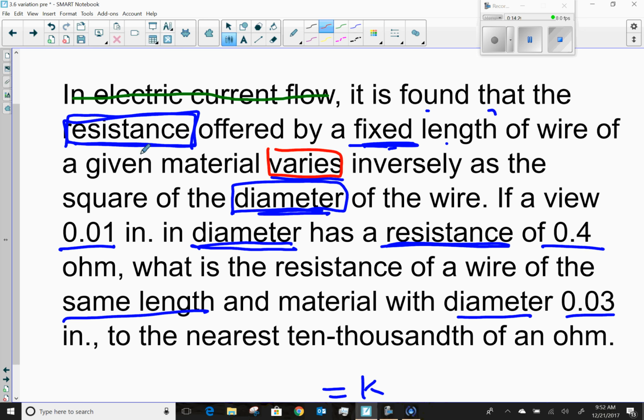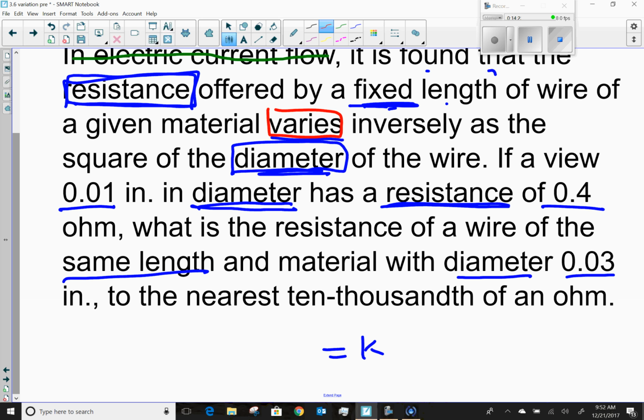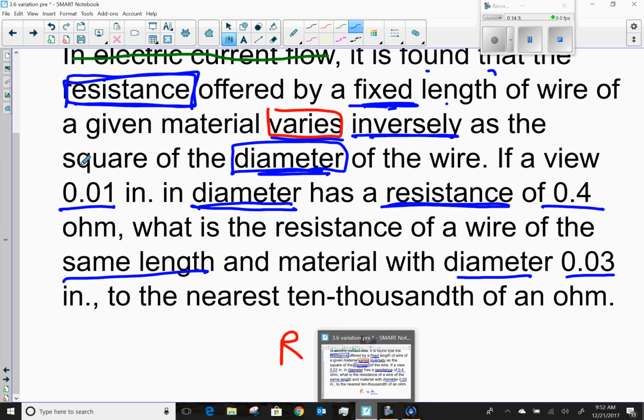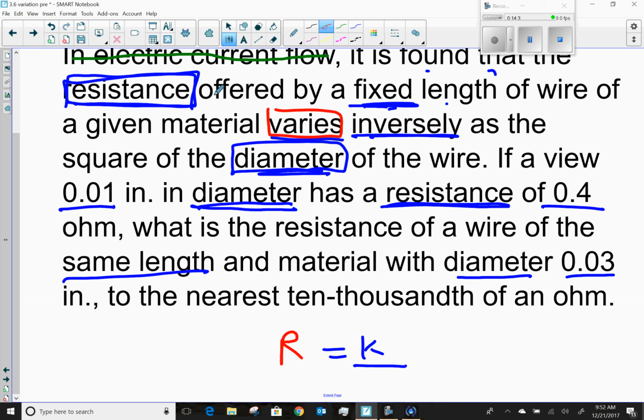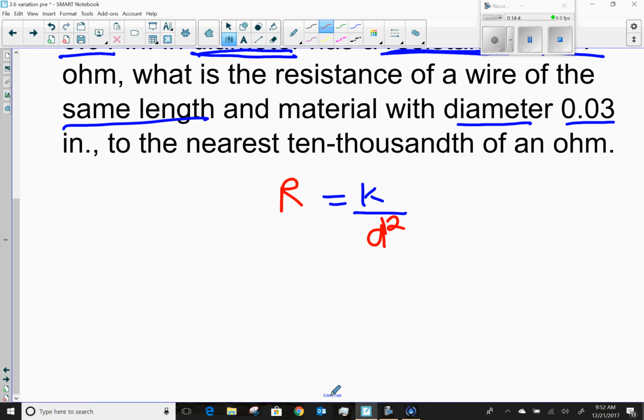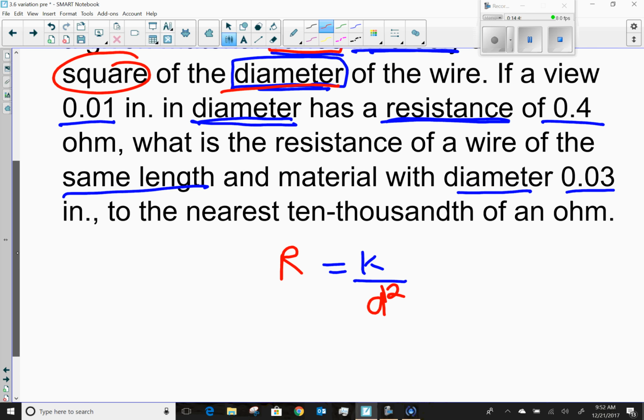So what comes before the word varies? That is resistance, so we can call it R. And then what comes after the word varies is going to be, our first word is going to be the operation, inversely, so that's K divided by. And then what follows that? Well, it's the square of the diameter, so that's D squared. You can use any letters for these. You can use Y and X, it doesn't matter. Okay, so now we got our formula. Now we can enter in our information.